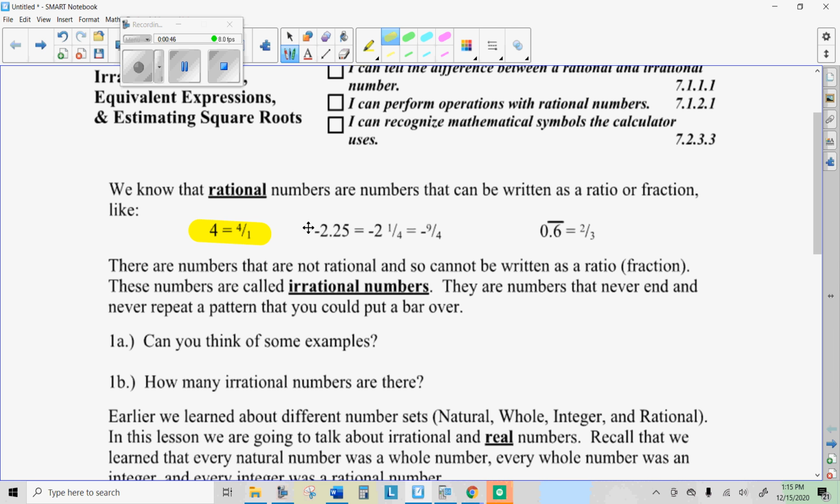Decimals that terminate, like negative 2.25, can be written as fractions. We can just change those to the fraction setting. And also repeating decimals can be changed into fractions.